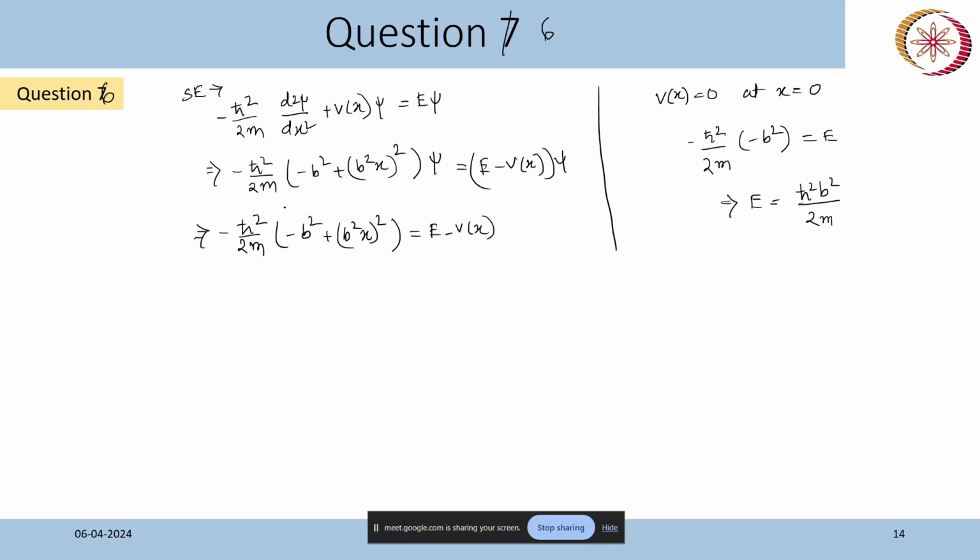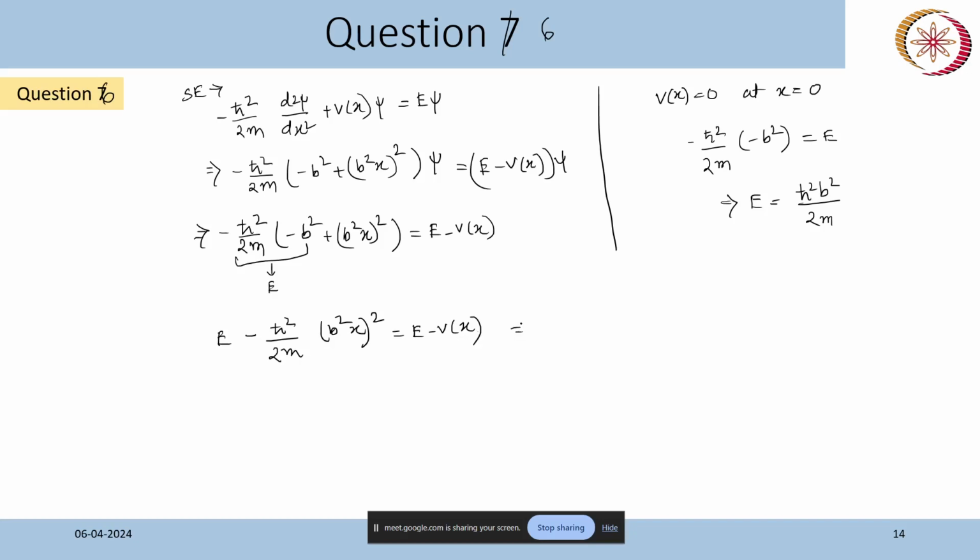Okay. Now we have to write this Vx in terms of something similar to this. Now this is at particular x, that is at x equal to 0, in general. So energy will be... so this part is basically energy, right? So this is E minus h bar square by twice m b square x whole square. This is equal to E minus Vx.